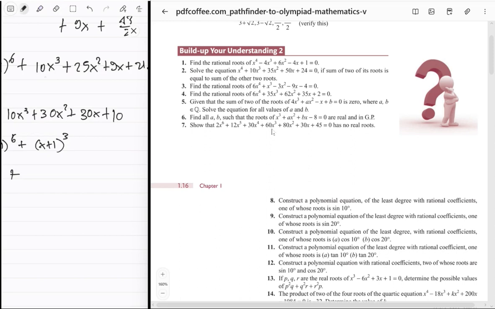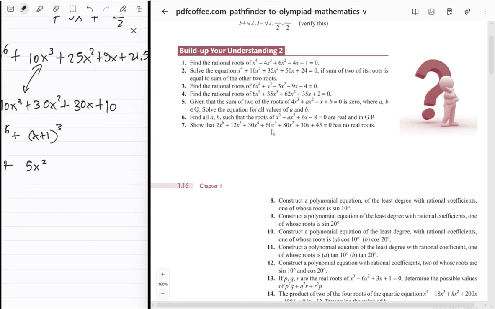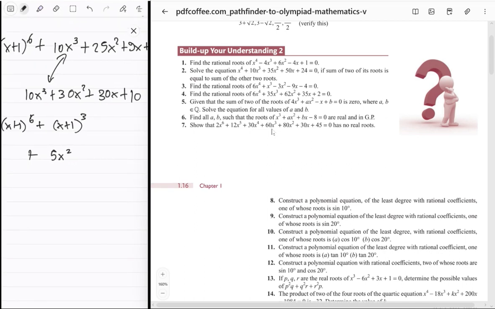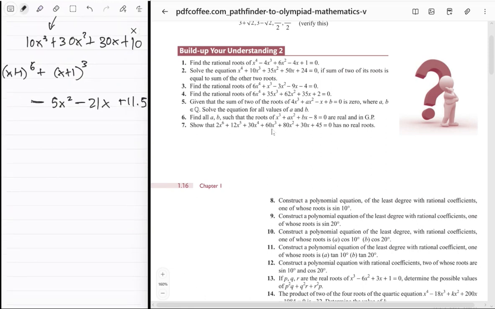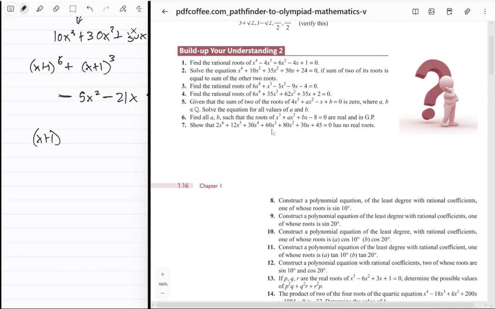That's matching up. What about this one? We have 5x squared. Oh, it should be negative 5x, because you have to put that in there. So negative 21x, and that's 10, so we get plus 11.5. Everything is much better than what we had previously. So it's (x plus 1) power 6 plus (x plus 1) cubed.